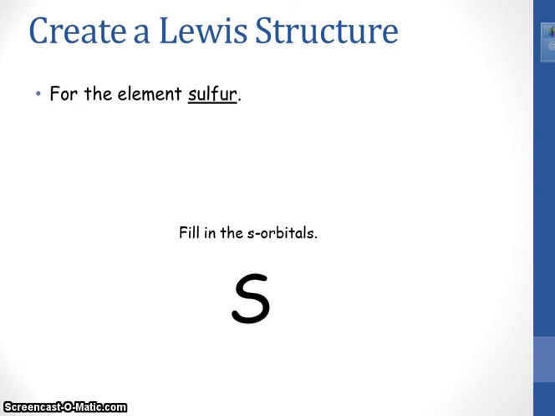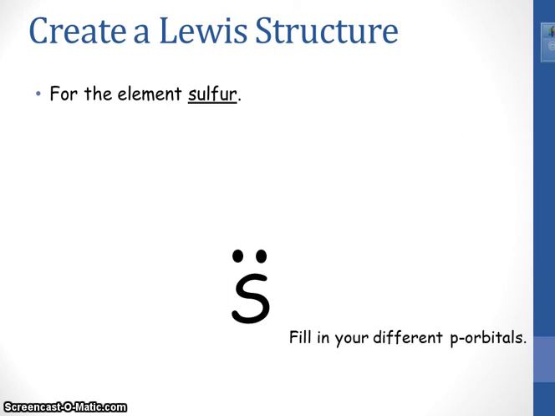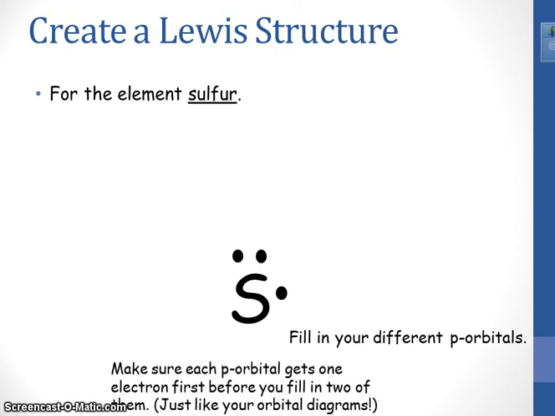Now we need to fill in the s orbitals, and so we need to put our 2 electrons there, 2 on the top. Next, we need to fill in our different p orbitals, and again, we need to put 1 electron in each orbital first before we can fill them in, just like our orbital diagrams. So 1, 2, 3, and now we can start filling in 2. Right now we have 5, and now we just need to add 1 more, and we'll have 6 valence electrons to represent sulfur.